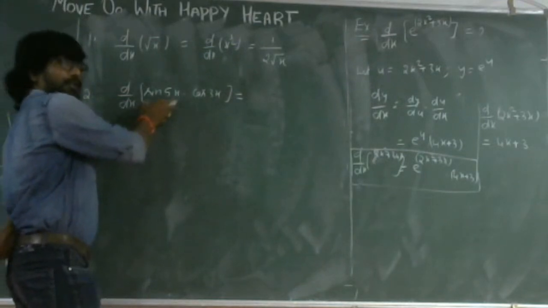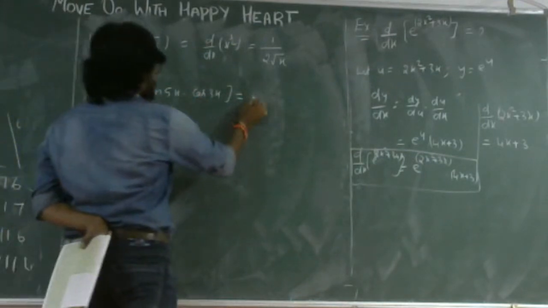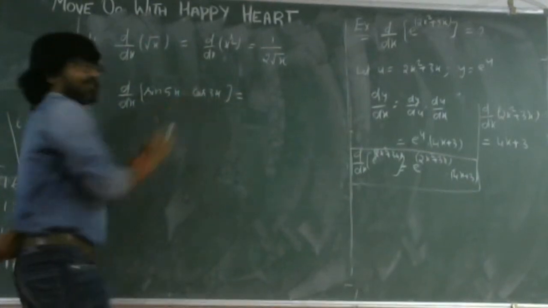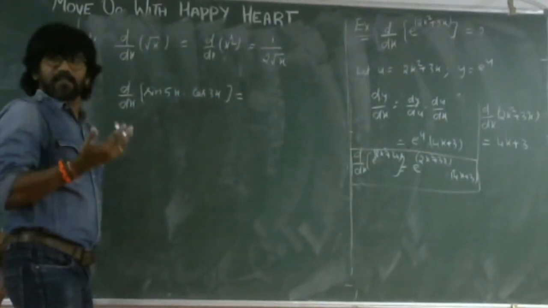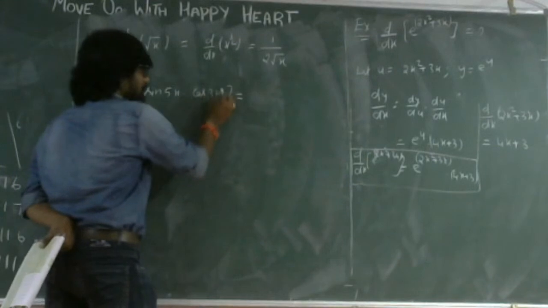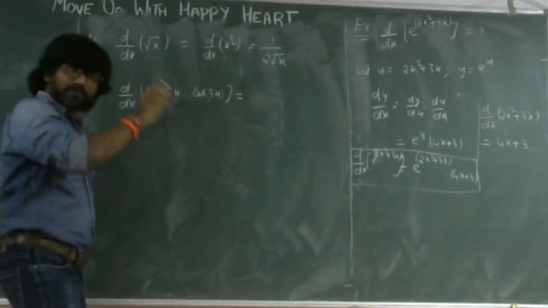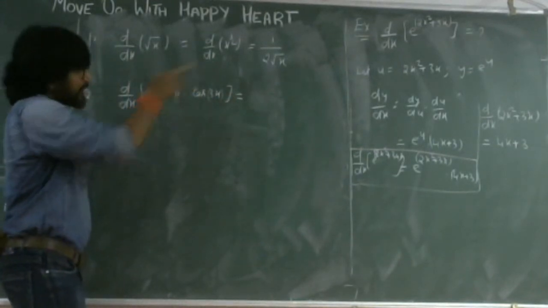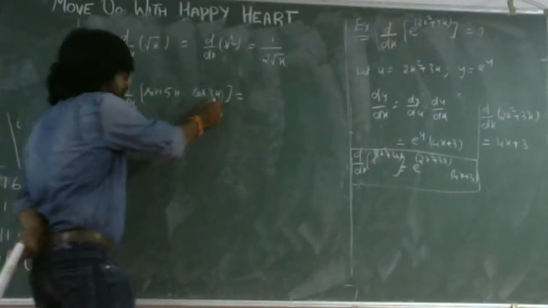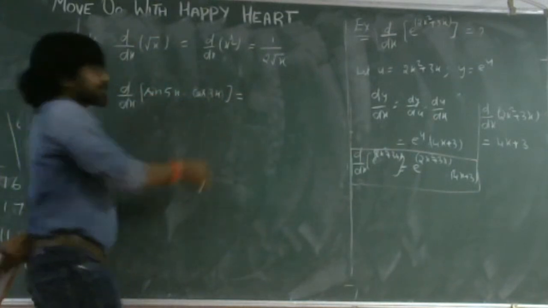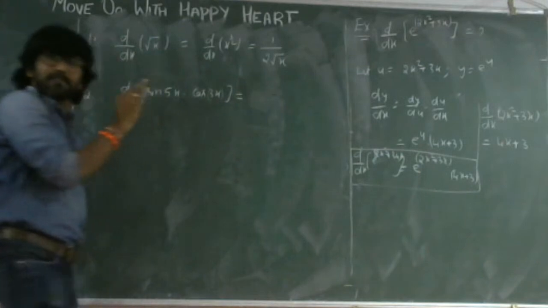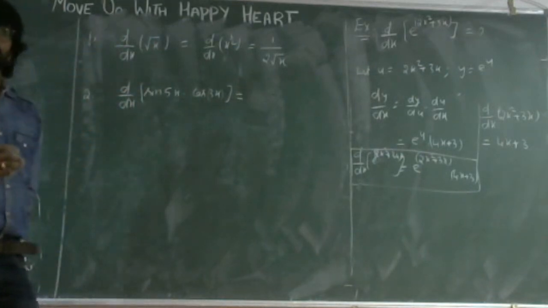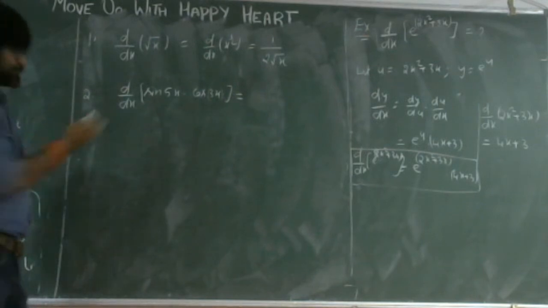So u into dv by dx: sin 5x into d by dx of cos x. Cos x differentiates to minus sin x, but inside here we have 3x, so we have to differentiate that using the chain rule. The differentiation of 3x will give you 3. So, do you want it step by step, or can I do it directly? Step by step? See here.